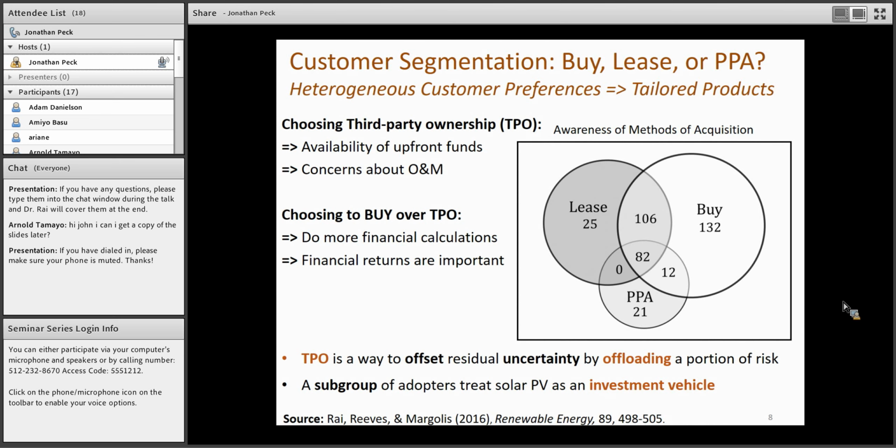So there has to be that matching in order to break into the next wave of customers who are even more risk averse. And this point will come up a couple more times later on. So heterogeneous preferences will allow us to make more tailored products. That has to be discovered.